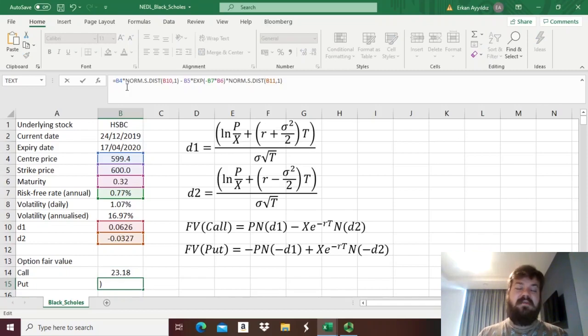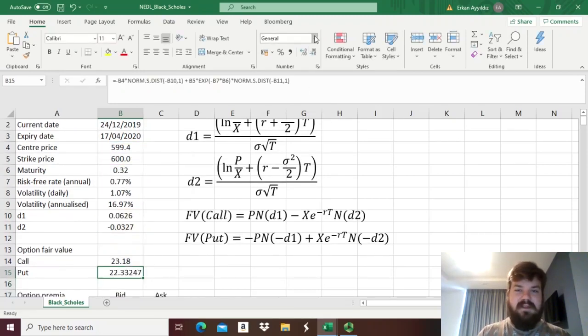To do that, we just need to convert some pluses into minuses. So we need a minus before the first bit, reflecting this. We need a minus before D1. We need to convert this minus into a plus, and we need to convert this plus into a minus. And that transforms our formula for the fair value of the call into the formula for the fair value of the put. We apply the formula and see that the fair value for a put is slightly lower at 22.3 pence per share.